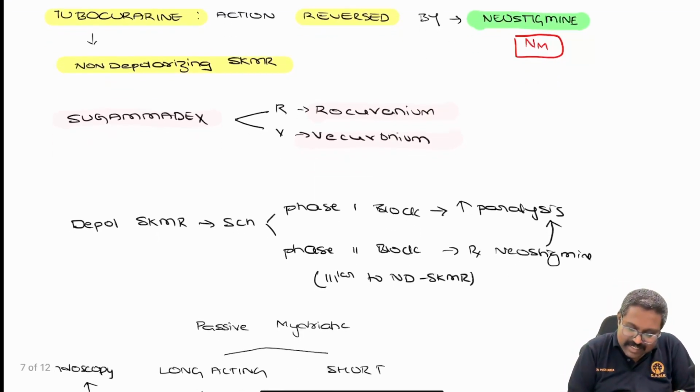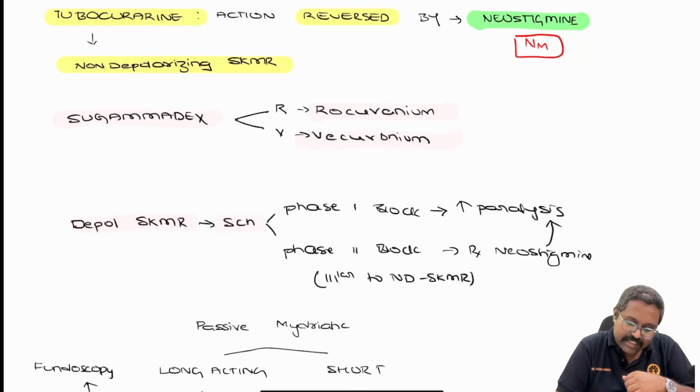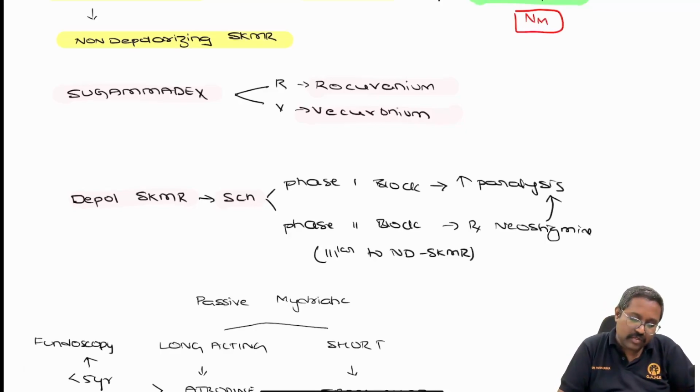So we have succinylcholine, which is a depolarizing skeletal muscle relaxant. It produces phase 1 and phase 2 blockade. This phase 1 and phase 2 is not seen with the non-depolarizing skeletal muscle relaxants. They are only seen with succinylcholine.